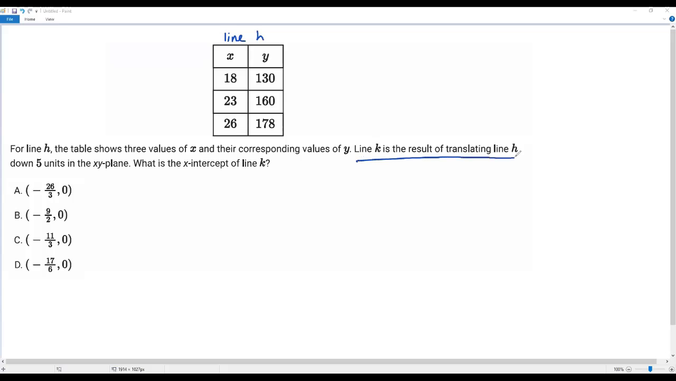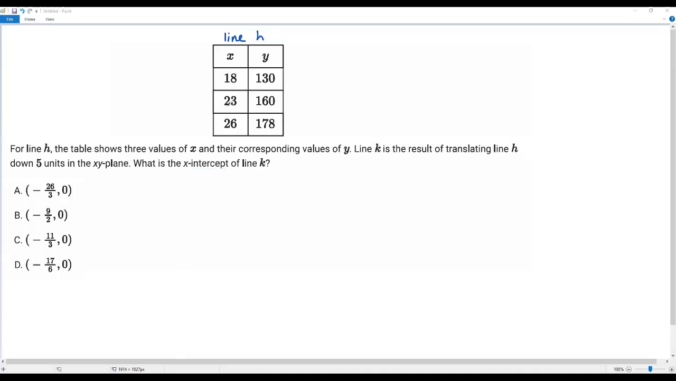Line K is the result of translating line H down by 5 units in the xy plane. What is the x-intercept of line K? So our aim is to find the x-intercept of line K. For that, we have to find the equation of line K so that we can plug in y equals 0 to find the x-intercept.